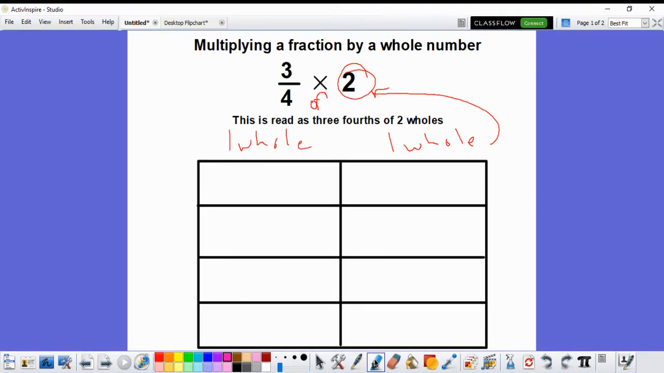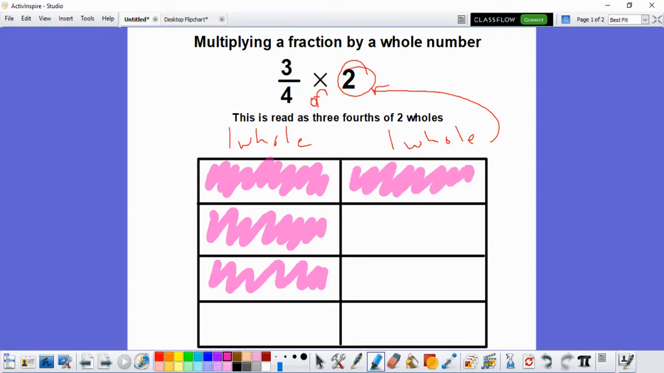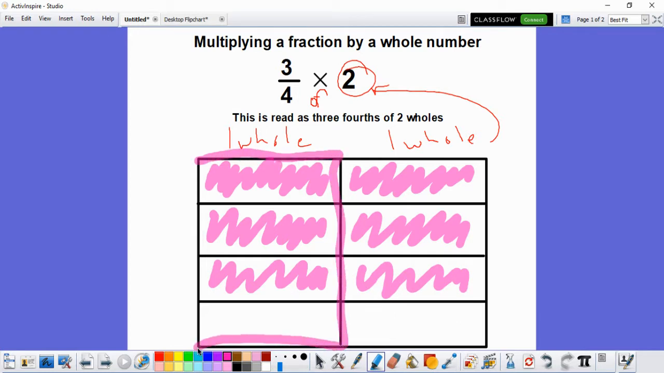Your next portion, we're looking at the first whole, and we are going to shade in 3 out of 4 parts. And then over here, we're going to shade in 3/4 as well of this whole. So if you look at our wholes, we're identifying this piece as 1 whole again, and this piece over here is 1 whole. So now you have 2 wholes. So basically what we're saying is 3/4 of the 2 wholes is what we have over here.